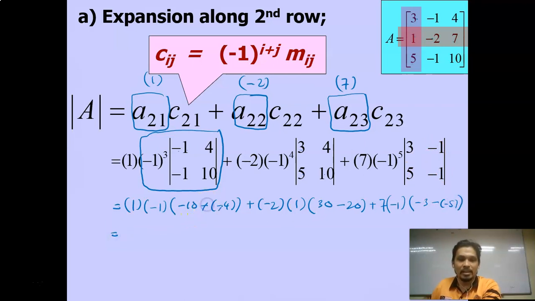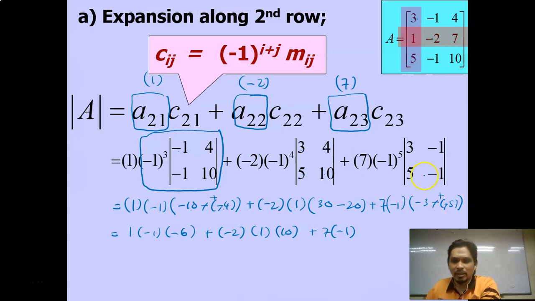Negative becomes positive. Negative 10 plus 4 is negative 6, times 1 gives negative 6. Then negative 2 times 30 minus 20, which is 10. Then 7 times negative 1 times negative 3 plus 5. Negative 3 minus negative 5 is negative 3 plus 5, equals 2. Negative times negative is positive, so 6.